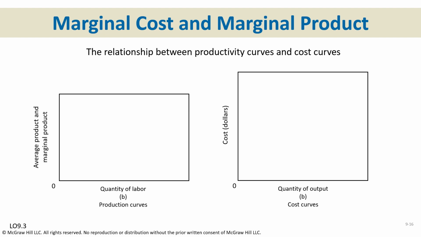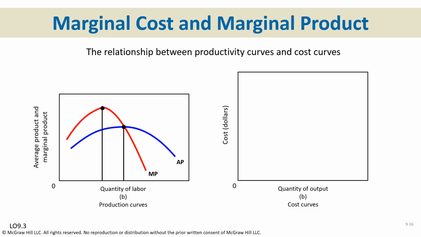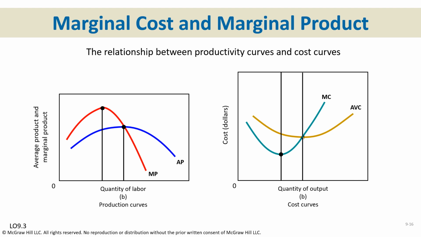The marginal cost curve and average variable cost curves are mirror images of the marginal product and average product curves. Assuming that labor is the only variable input and that its price, the wage rate, is constant, then when MP is rising, MC is falling, and when MP is falling, MC is rising. Under the same assumptions, when AP is rising, AVC is falling, and when AP is falling, AVC is rising.